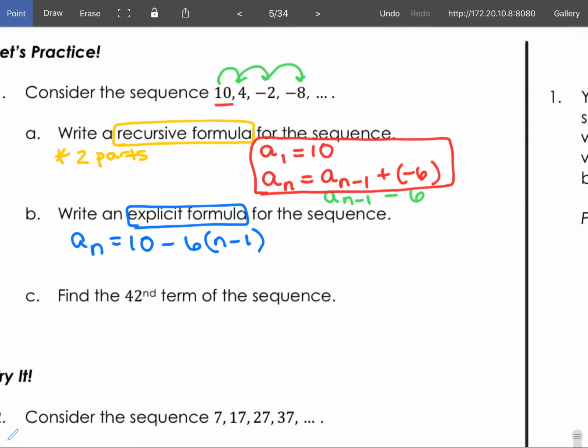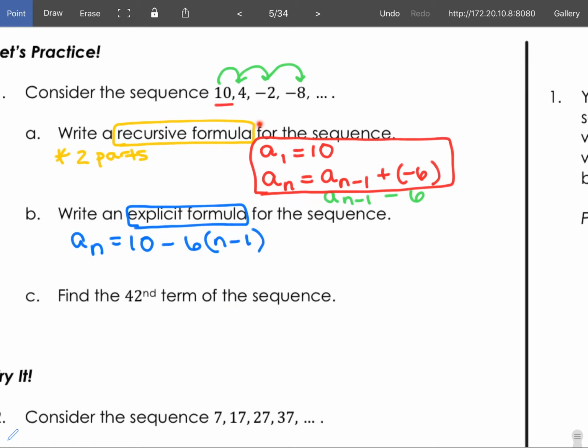Okay, so with this one, the explicit formula, you take the first number, it goes here, and then look, are you adding or subtracting? If you're adding, you're going to have plus that number. If you're subtracting, it's going to be minus that number, and then multiplied to n minus 1 every single time. So this one is actually very helpful because this next part asks us to find the 42nd term.